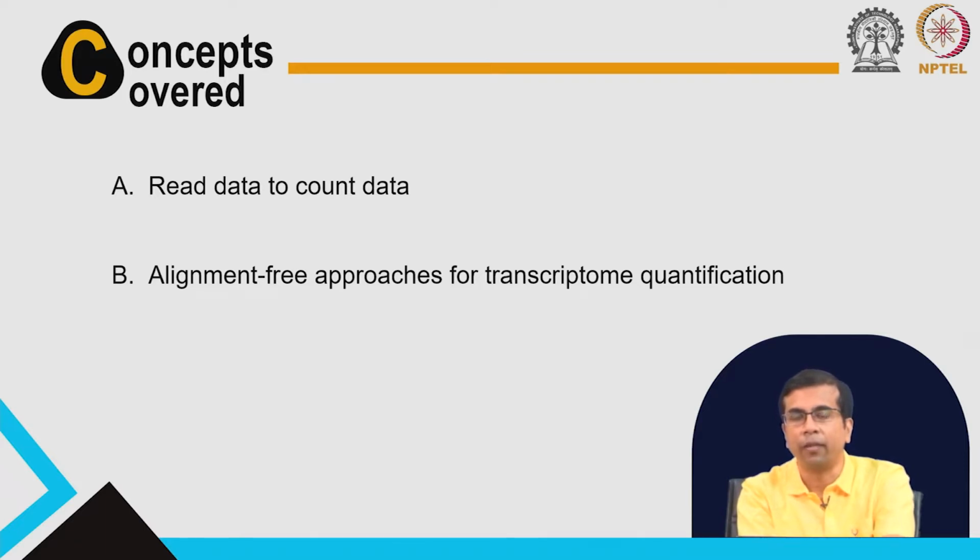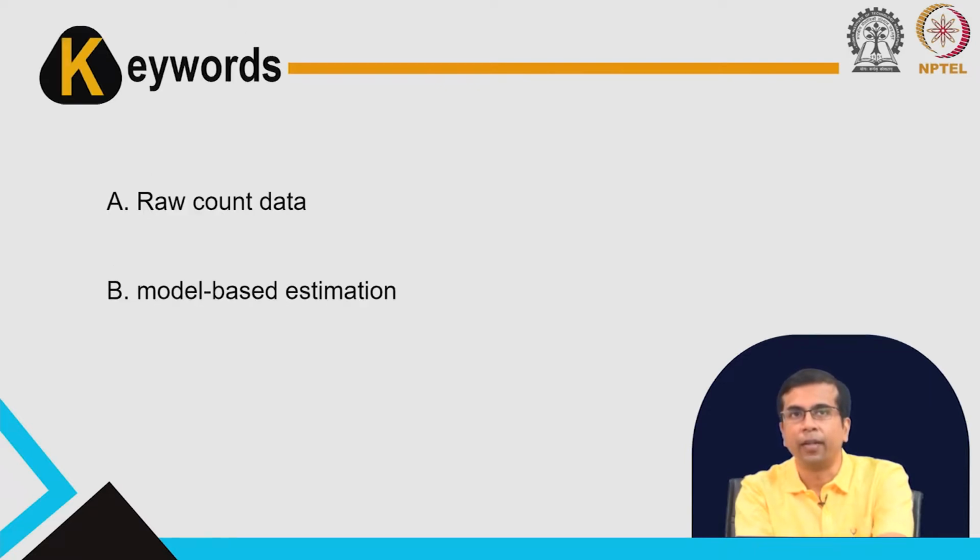Right. So, many of the tools that we have discussed rely on alignment map or SAM or BAM files for this quantification, and some of the tools that we will discuss also rely on these alignment maps. But there are tools that can actually do this without doing any alignment, and they are significantly faster than alignment based tools. So, we will discuss those as well. Here are the keywords: raw count data and model based estimation.